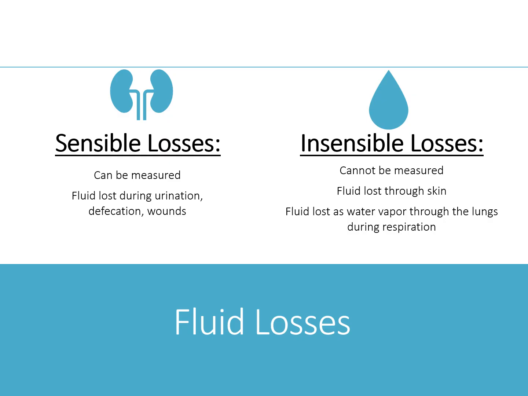Fluid is lost through two types of process: sensible losses, which are measurable and include fluid loss through urination, defecation, and wounds, or insensible losses, which are not measurable and occur through evaporation from the skin and water vapor from the lungs during respiration. On the average daily, fluid output totals about 2,600 milliliters, broken down, as we saw on the previous slide, about 1,500 milliliters of urine from the kidneys, 600 milliliters from the skin, 400 from the lungs, and about 100 from feces via the GI tract.